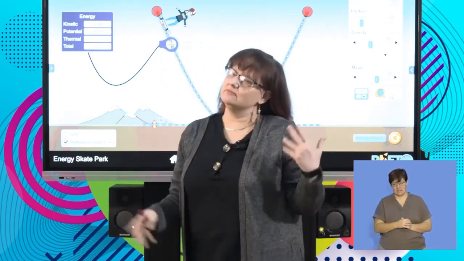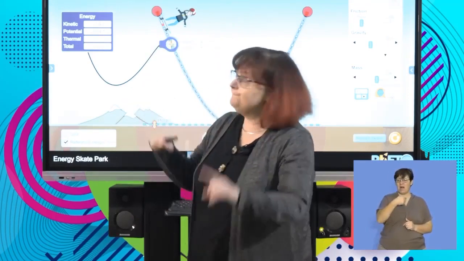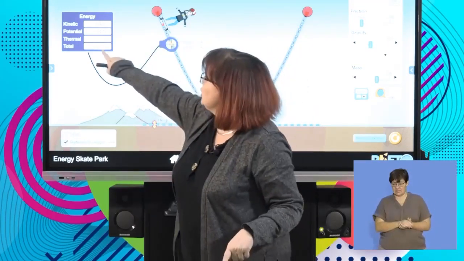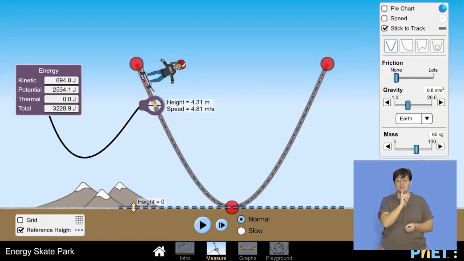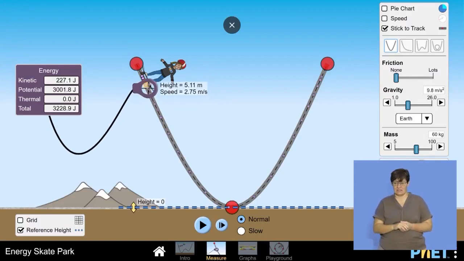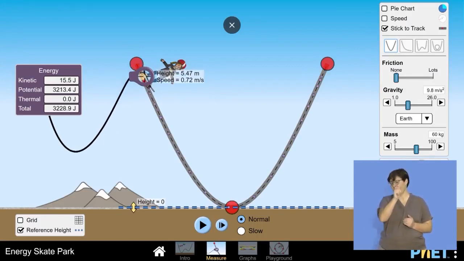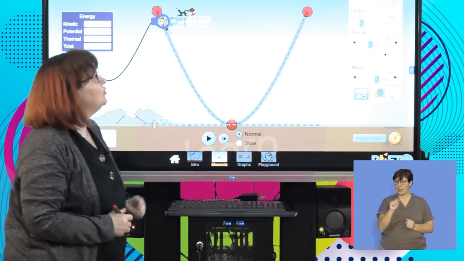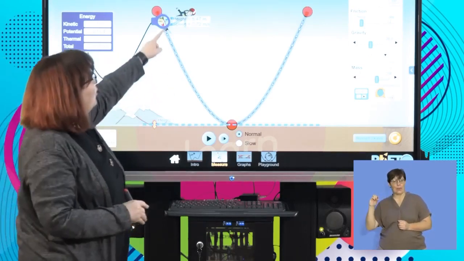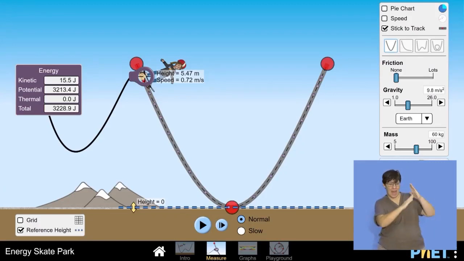The velocity, 4.81, is not that high. But this is what I want you to see. The total is 3,228. If I move this further up, let's go here. Look how small the kinetic becomes, but look how small the velocity was, almost getting to maximum height. So my potential gets very, very big, but my kinetic is very, very small. My total stayed the same. But as it went higher, the potential got big. The velocity got small because it's slowing down.